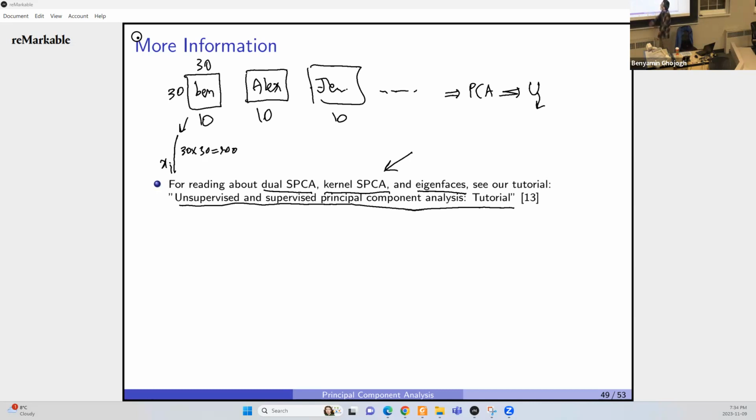Okay, I have x's. I calculate the covariance matrix. So I have a bunch of data points, right? Vectors. I calculate the covariance matrix. What is the solution of PCA? The eigenvector of the covariance matrix, right? So I can get the matrix U as the eigenvectors of the covariance matrix.